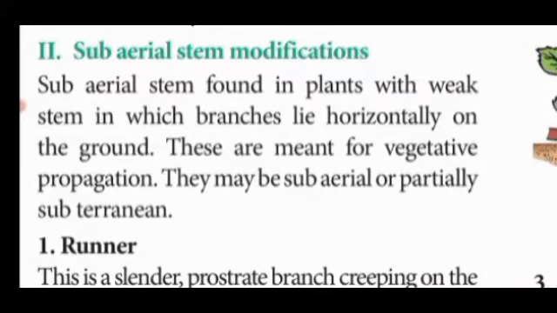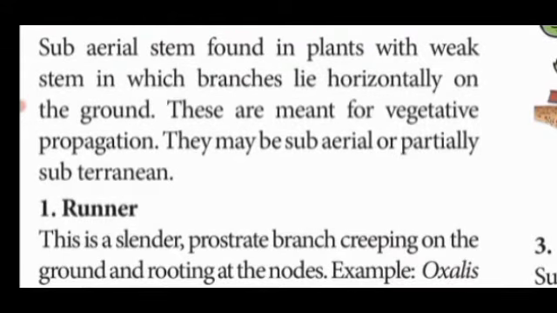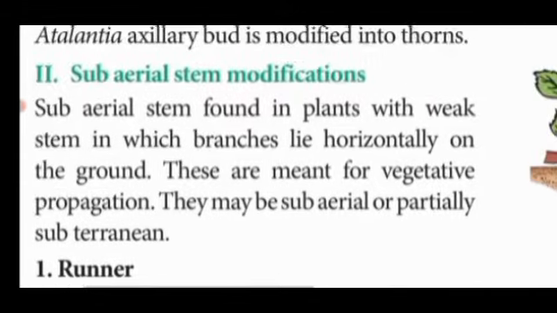Subaerial modification of the stem. These are plants with weak stems, in which the branches lie horizontally on the ground. They are meant for vegetative propagation. It produces the next generation. They may be subaerial or partially subterranean.